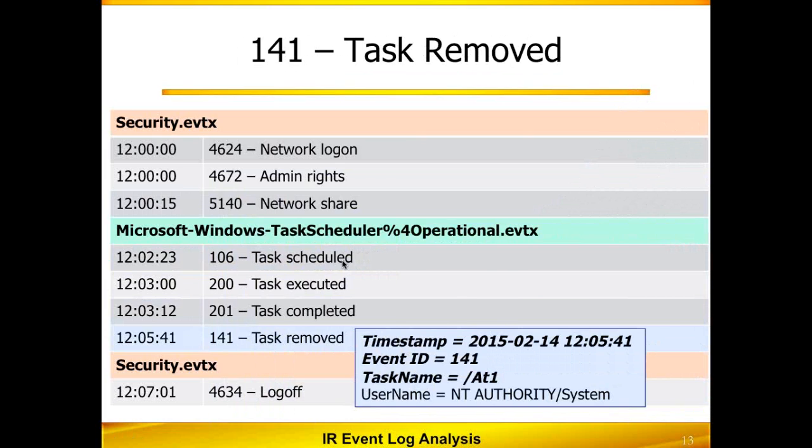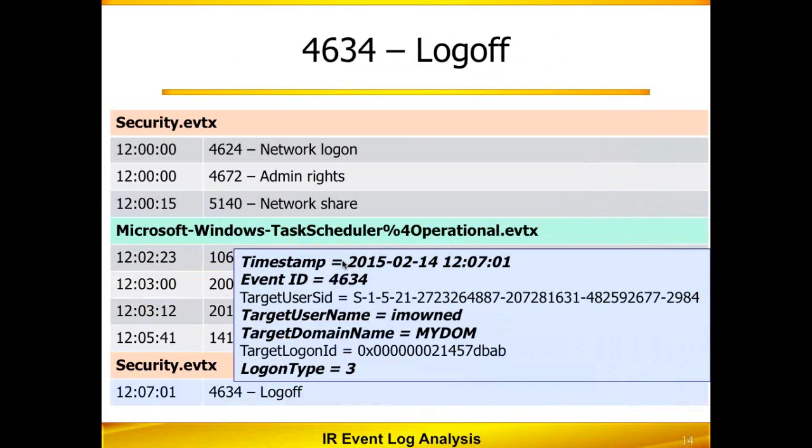And then at some point, you're going to see them logging off, right? So, disconnecting. Again, the login type on the 4634 event should match the login type on the 4624 network logon event, and you'll see the username and the domain name match as well.